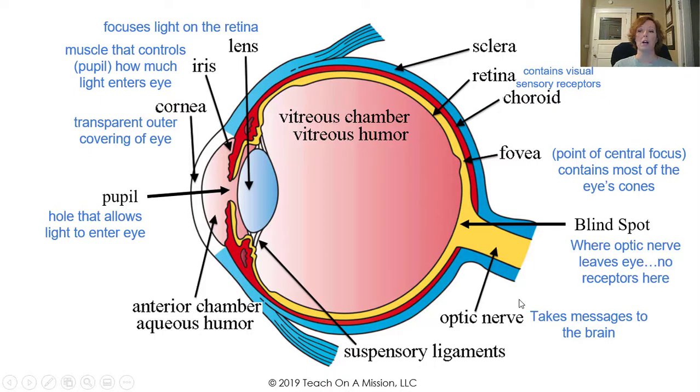Then you have the blind spot. This is where the optic nerve actually leaves the eye. Because it's technically optic nerve, there's no room for photoreceptors, so there literally is a blind spot. There's no information being processed there. It's too busy being an optic nerve. And so the optic nerve takes the message to the brain. You will see this replicated throughout the sensory organs, but this is the part of the eye that actually sends the information to the brain for processing.